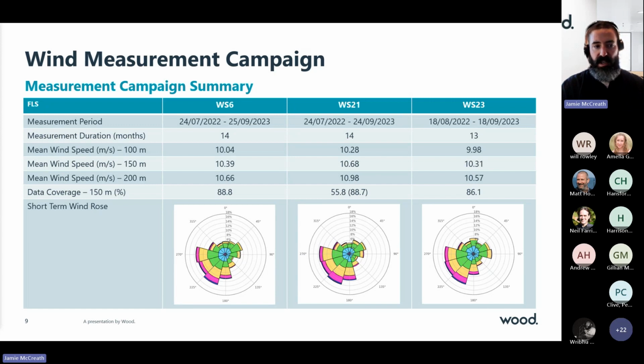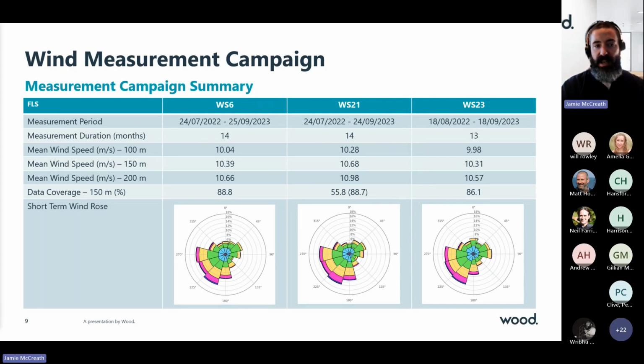You can see in the table here, we've got the short-term mean wind speeds from each of these deployments, and also the data coverage. I've given the data coverage at 150. You can see that it's actually right on the cusp of what we considered suitable, but I'll come back onto that later when we look at the model suitability.